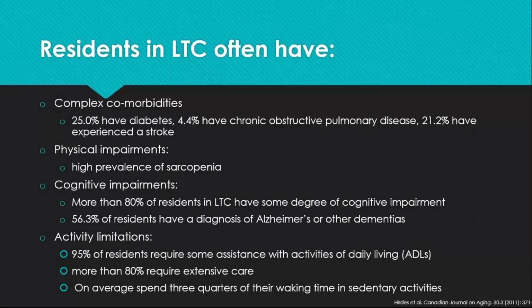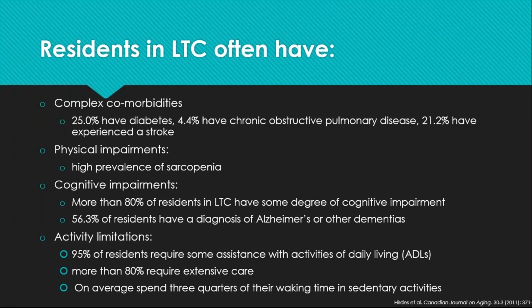So residents in long-term care often have complex issues going on. They have lots of different comorbidities, often not just one disease process going on, but several. Physical impairments, cognitive impairments, and activity limitations, which is usually the reason why they're there. For physical impairments, there's a high prevalence of sarcopenia, so that's age-related muscle loss. And a lot of times this leads to activity limitations.